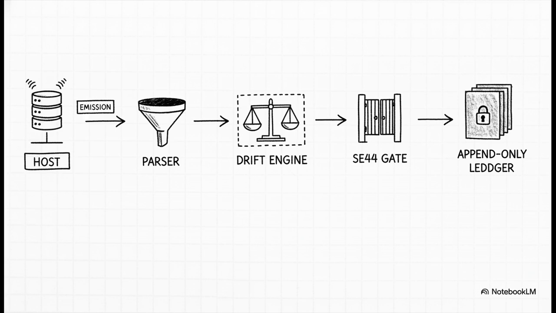You can see the flow. A signal comes in from the host system, it's parsed, its drift is calculated, and then it has to face that C44 gate. Only if it passes does it get recorded. This is the physical assembly line that enforces all the rules we just talked about.